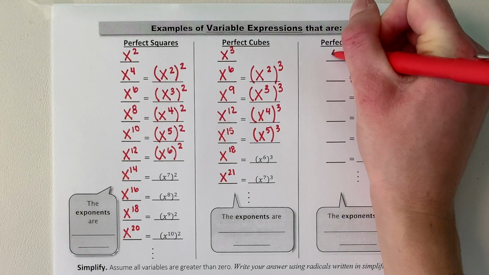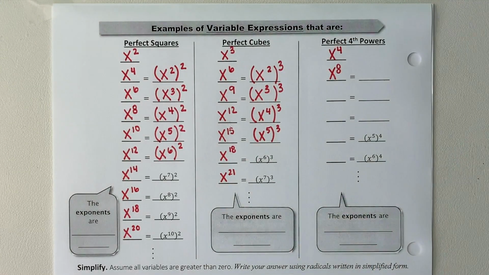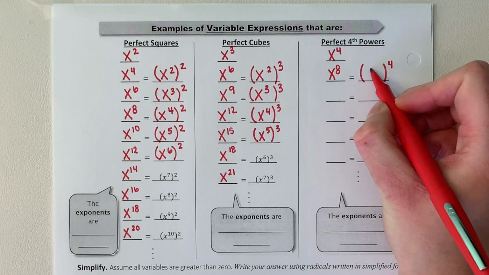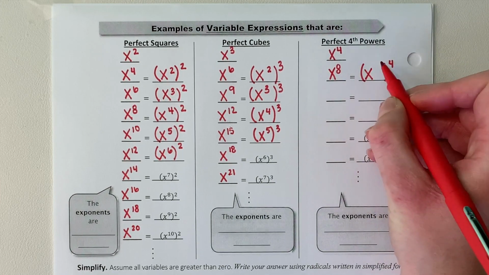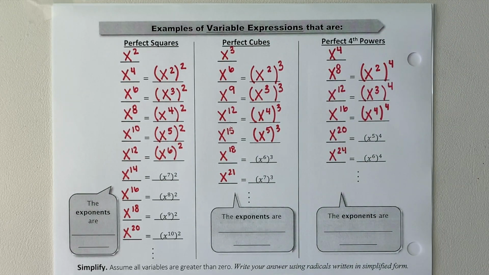The most basic would be x to the fourth, the next would be x to the eighth, and x to the eighth is a perfect fourth power because we can write it as some quantity to the fourth. And let's see, what would we have to raise to the fourth to get x to the eighth? Well, it must be x squared, since 2 times 4 gives us 8. And I've listed a few more examples of perfect fourth powers.